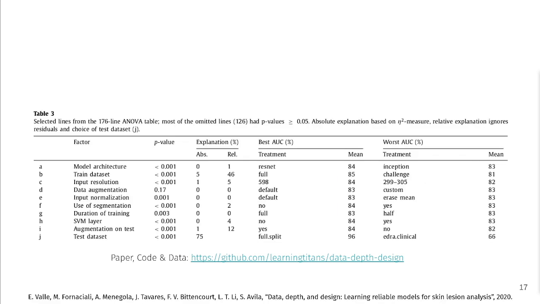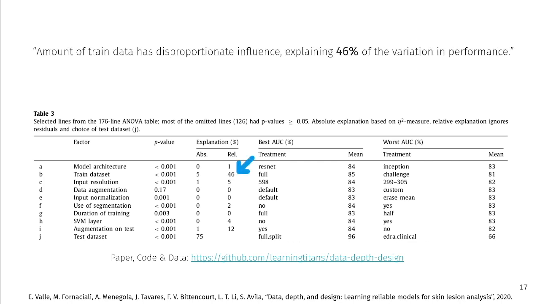Our findings show that the amount of training data has a disproportionate influence, explaining 46% of the variation in performance, almost half the variability in performance. That reinforces the deep learning creed on the unreasonable power of data and has important consequences for the skin lesion analysis community. In order to move research forward, we need to create large shared datasets.